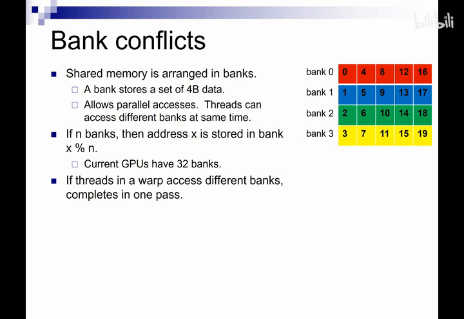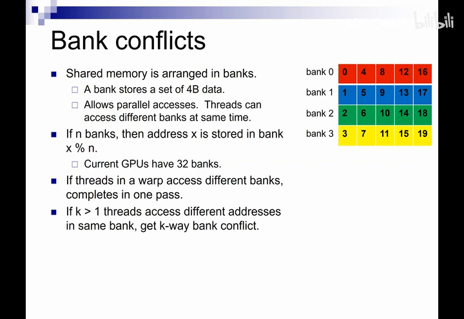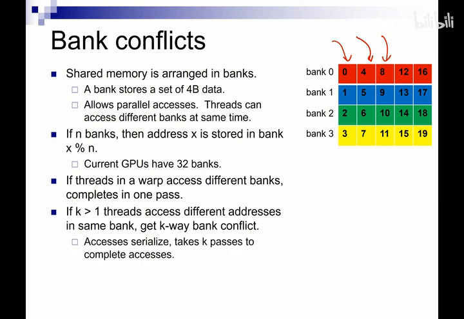As I said, if the threads within a warp access different banks, then it takes just 1 pass. If they access banks 0, 1, 2, 3, it finishes in 1 pass. However, if you have multiple threads accessing the same bank, let's say 3 threads, then you get a k-way bank conflict, and the accesses take k passes to finish. So k times slower.